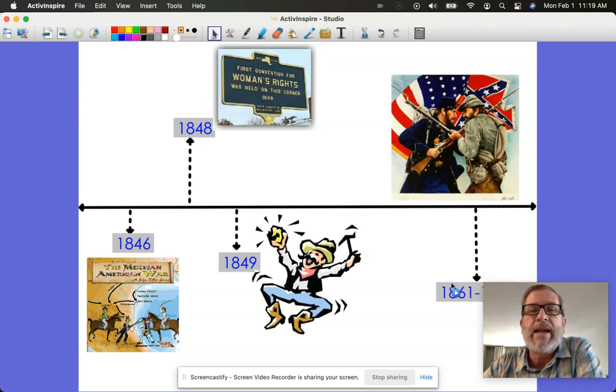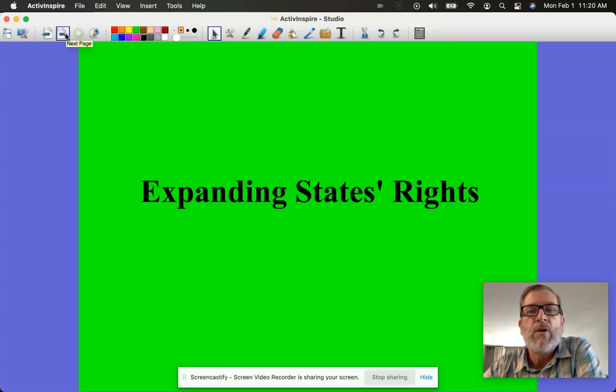Then we're going to go all the way to 1861 and the start of the American Civil War, a war that lasts 4.5 years and has more deaths than all the other wars combined in American history. Lots of young men will lose their lives in this civil conflict. And then we'll get into Reconstruction, what happens after that, and then this class is basically over. That's where we'll stop.